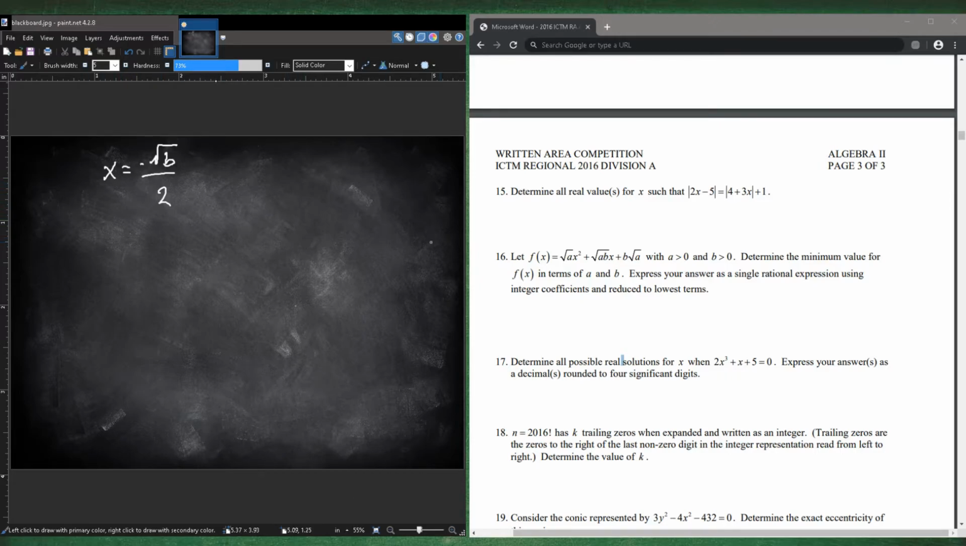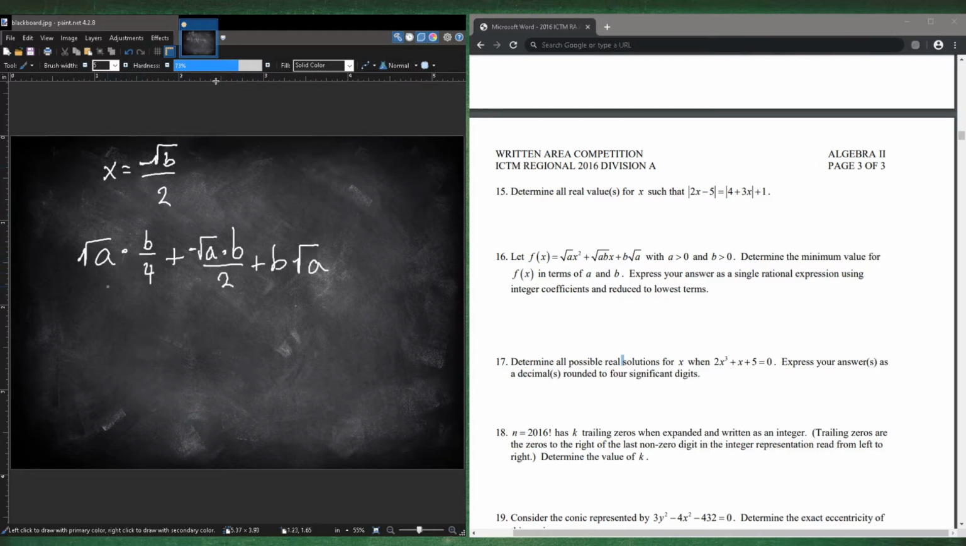So we could plug that into our equation. It's square root a times the x squared, which is negative square root b over 2 squared, so that is b over 4, plus square root ab times this. Square root a, and then the two square roots of b make a b, and then there's a 2, and there's a negative, and then plus ab square root a.